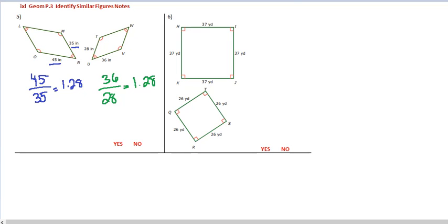Okay, so moving along. This next one here, let's look for our clues. We see a bunch of the angles that are the same. They all have 90-degree angles. Now, these all have the same measure all the way around, and this one also has the same measure all the way around. So if you did the math, 37 over 37 is going to equal 1. Same thing here. 26 over 26 is also going to equal 1. I forgot to say yes on this one and yes on this one. And hopefully that makes sense to you guys. Let me know if you have any questions on that.